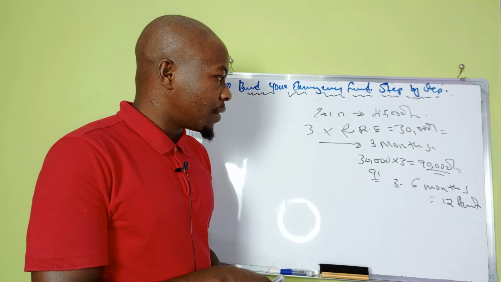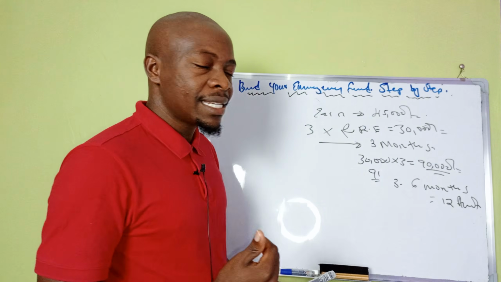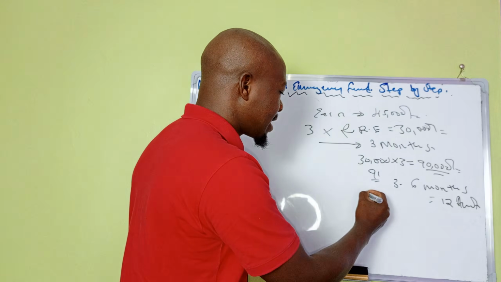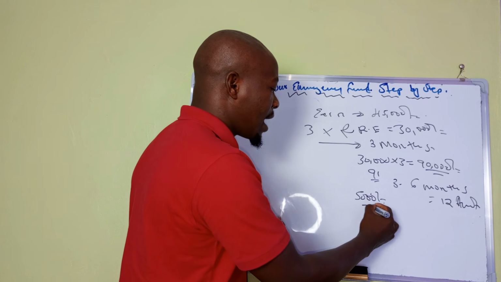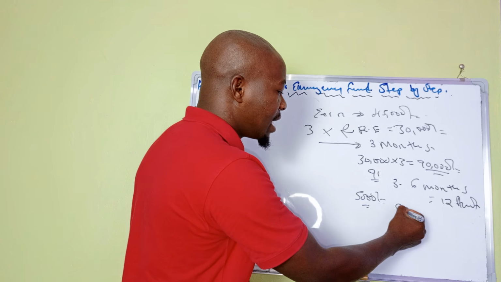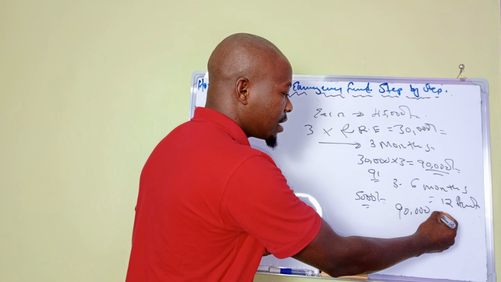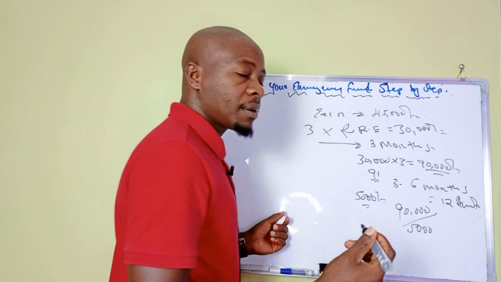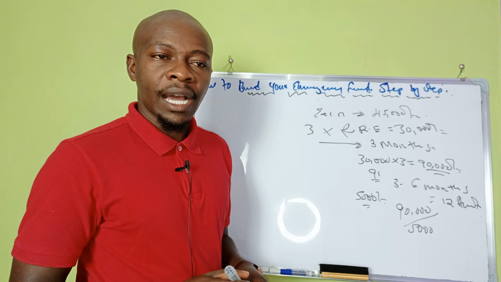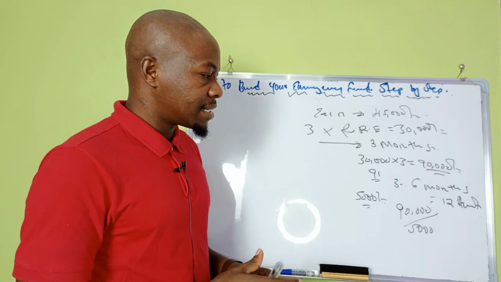Now, the point is this. After realizing you need at least 90,000, and remember, we are setting aside 5,000 each and every month as your emergency fund, it means you need 90,000 divided by 5,000. Simply what I'm doing right now is calculating how long I need to realize this amount of money.